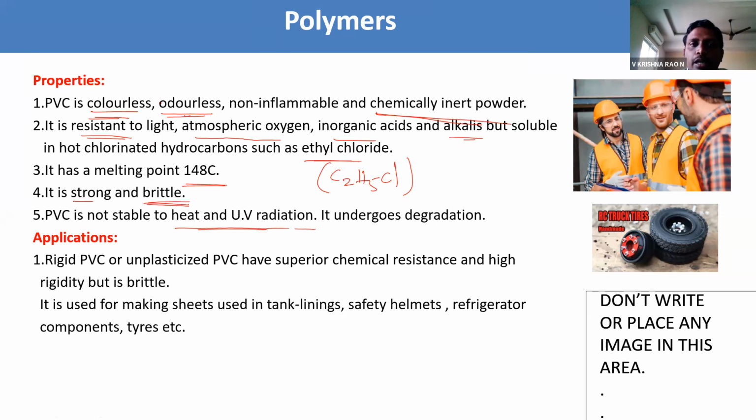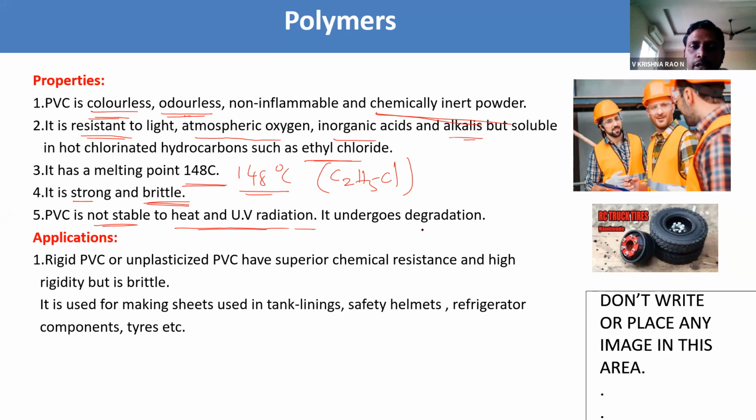It is a colorless, odorless, non-inflammable, and chemically inert powder. It is resistant to light, atmospheric oxygen, inorganic acids, and alkalis, but soluble in hot chlorinated hydrocarbons such as ethyl chloride. The melting point of PVC is 148 degrees centigrade. It is a strong polymer, brittle in nature, and not stable to heat and UV radiation.